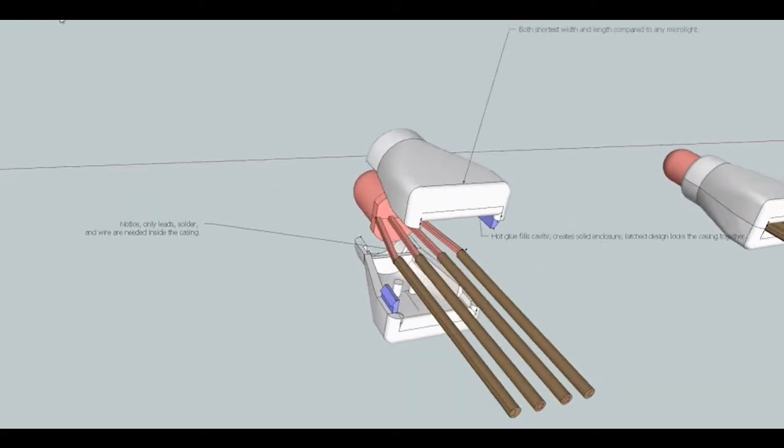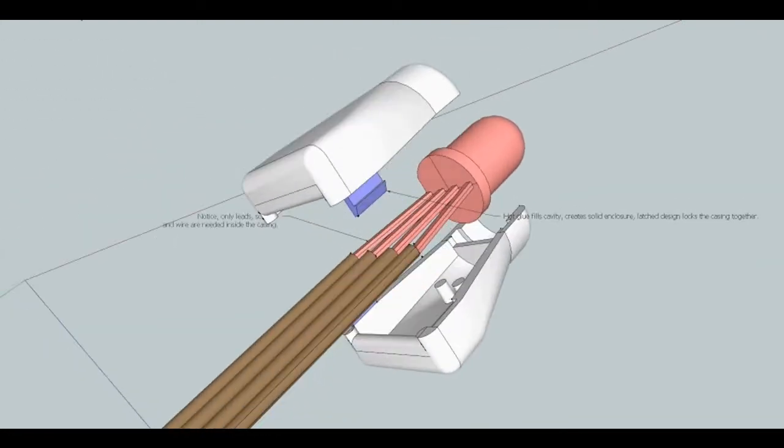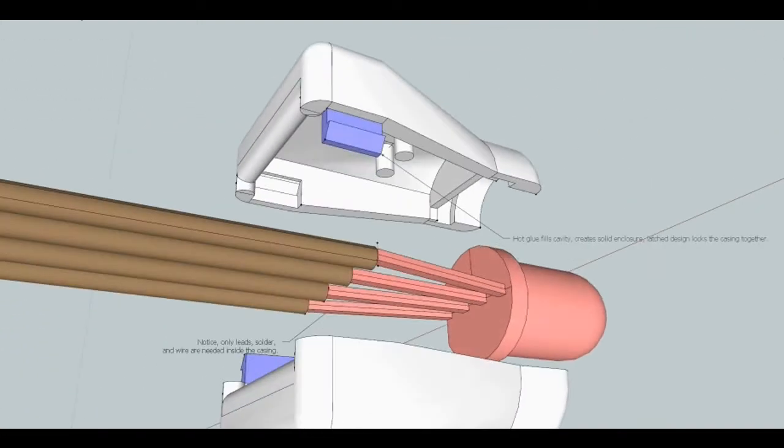You look at the length and the width of the mini casing, it's going to be the shortest compared to pretty much any microlite that's out right now. And when you look at the design, it's a latch locking design. That means that once it's assembled and put together, it's not supposed to be reopened like normal microlites are today.